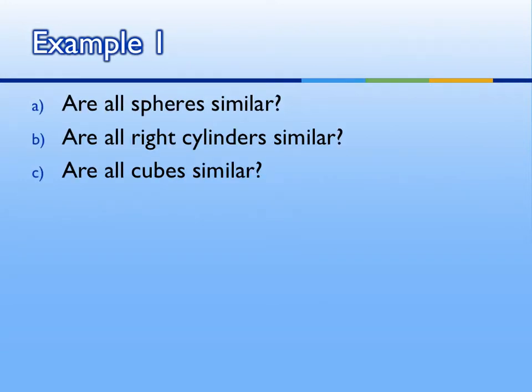All right, so example 1. Question 1, are all spheres similar? We just said this. What's the answer? Yes. Are all right cylinders similar? No, their radiuses might be in the same ratio, but their heights, right? You could have a short cylinder that has a radius of 3, and you could have a tall cylinder that has a radius of 3. Those would not be similar. How about all cubes? We just said that one too.